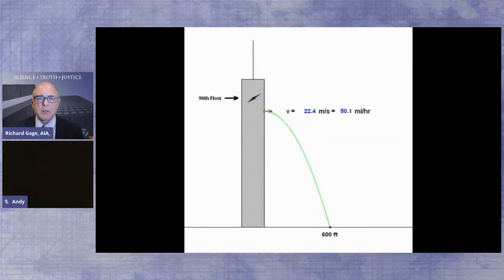Girders weighing several tons were found 600 feet from the base of the North Tower. How fast they were ejected depends on where they originated. If they came from high in the building, they were thrown outward at about 50 miles per hour. If they came from lower down, the speed had to be even greater. Gravity alone cannot account for such high lateral ejection speeds.